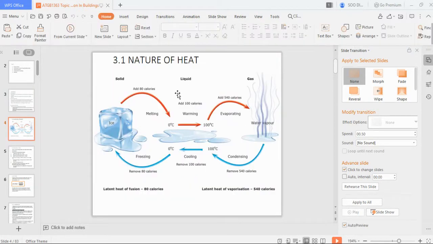Okay, so the first topic is the nature of heat. A good representation of how heat changes is this ice at 0 degrees to water and to steam. A lot of the scales that we have today are actually based on water.